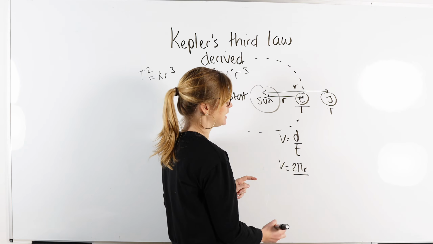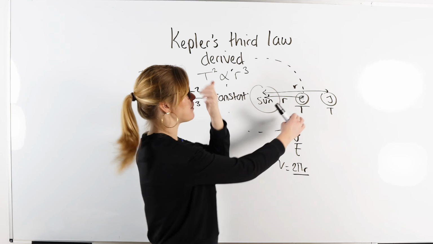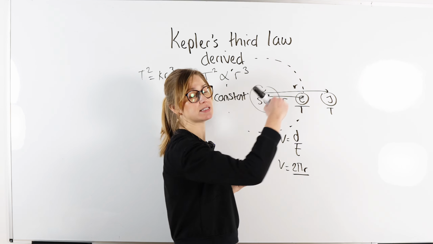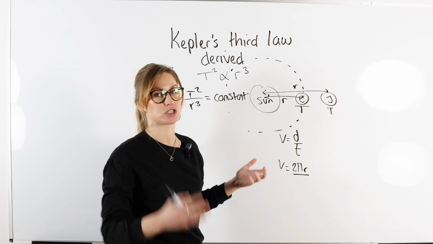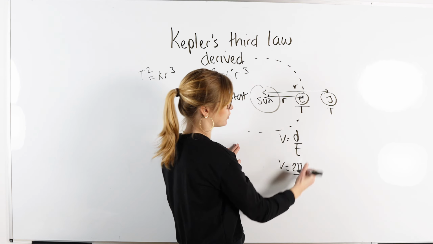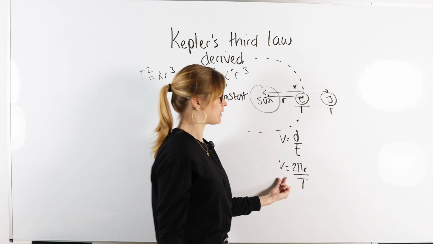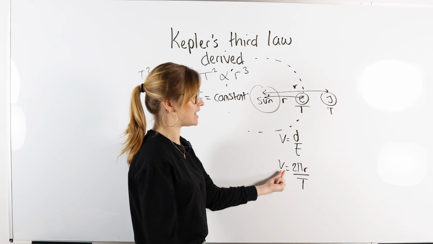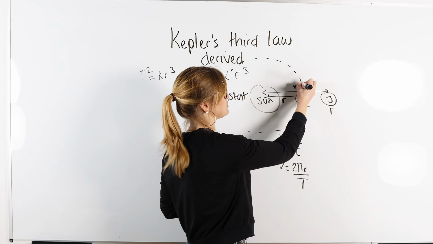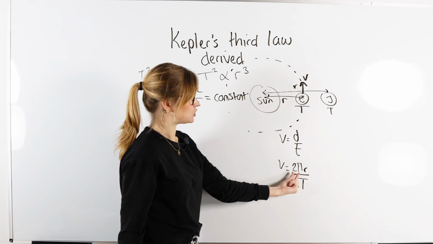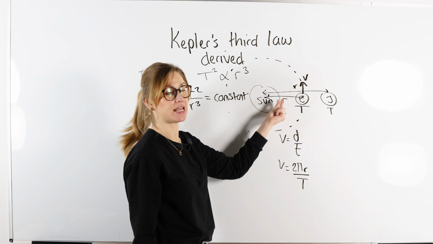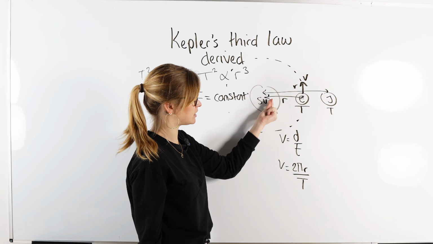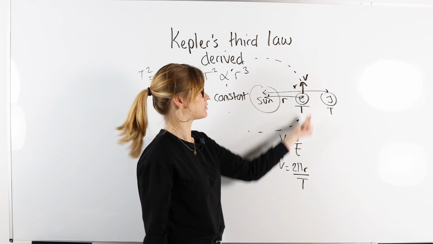Divided by the time, and because we're not going to use little t, we're going to use a capital T, because capital T always represents the time for one full wave or one full oscillation. Because it's one full circle, we're going to use our capital T. So that's how we can write the linear speed of that orbit: v equals 2 pi times its radius, and again the radius is from the center of the Earth to the center of the sun, over the time for it to complete one orbit.